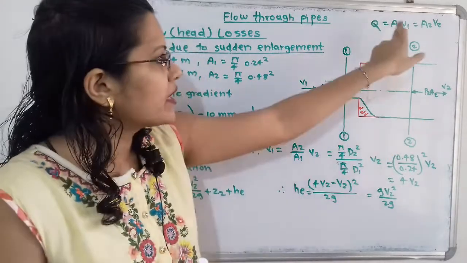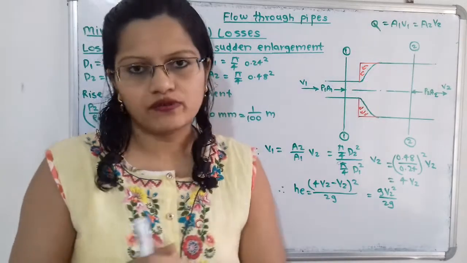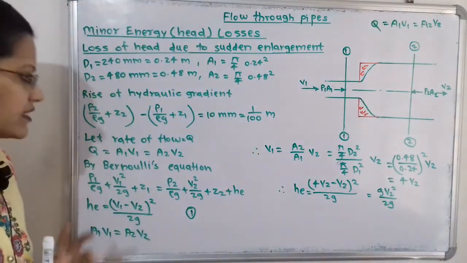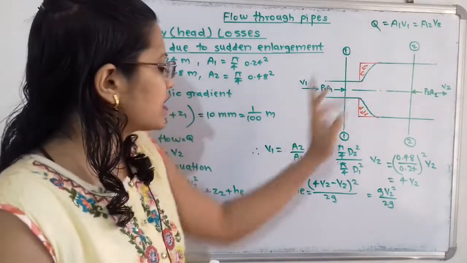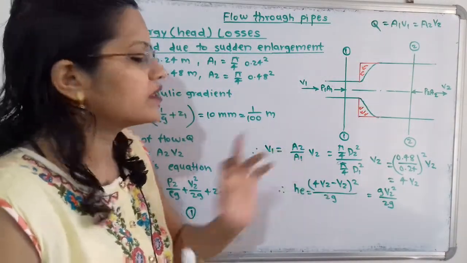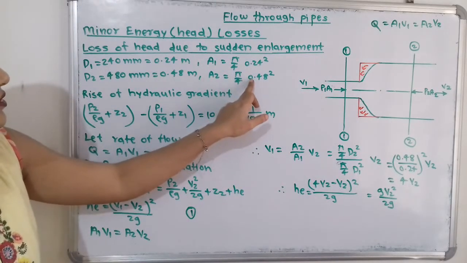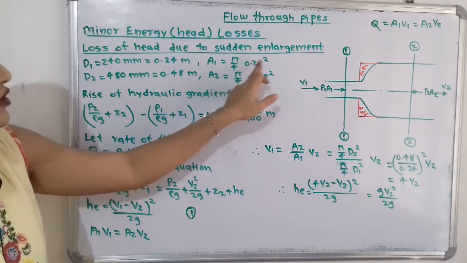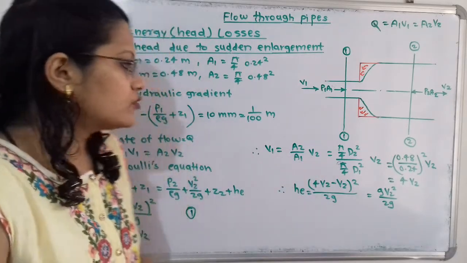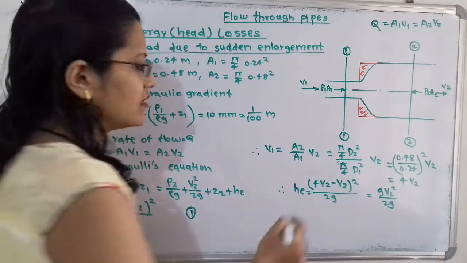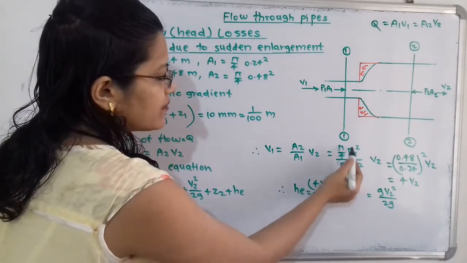So we know that A1 V1 is equal to A2 V2 by the continuity equation. So if I take this equation, then V1 is equal to A2 by A1 into V2. So what is A2, what is A1? Here pi by 4 into 0.48 square, pi by 4 into 0.24 square. So this pi by 4 is getting cancelled, and we have D2 by D1 whole square.